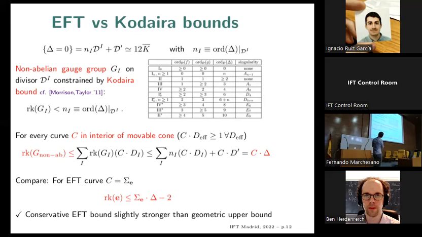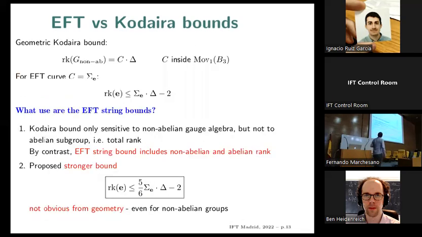If we compare it to our bound, it compares well. Our bound is just a little bit stronger by minus two. So you would say, what the heck? Why do all this if all we get is a lousy minus two out of it? There are two reasons. First, the Kodaira bound is sensitive only to the non-abelian part of the gauge group, but we want the actual full rank, including abelian gauge fields, and the geometry cannot tell us anything about that in that simple way. And second, as I said, we have a stronger bound. This bound has 5/6 versus just one from the geometry, and this is not obvious from the geometry, and we believe that this is actually the bound that should be used.